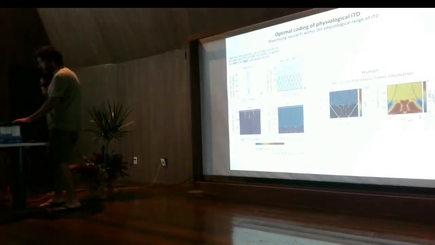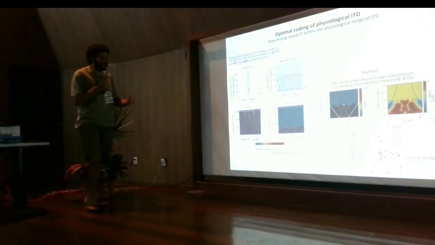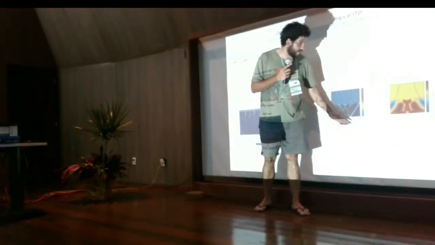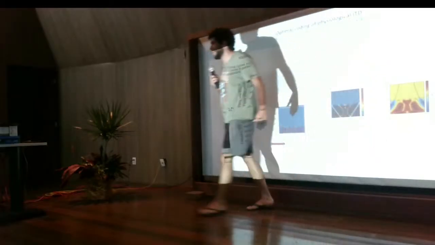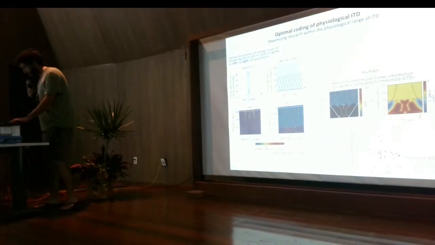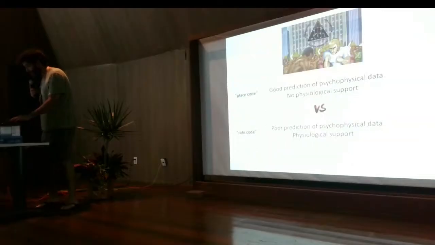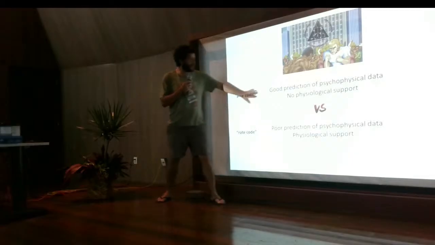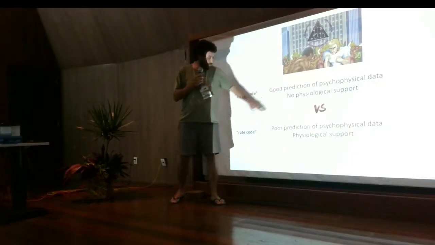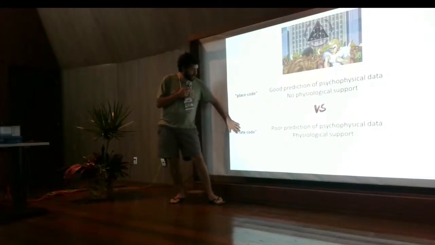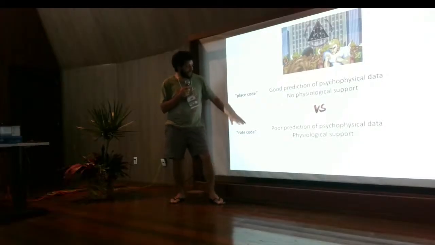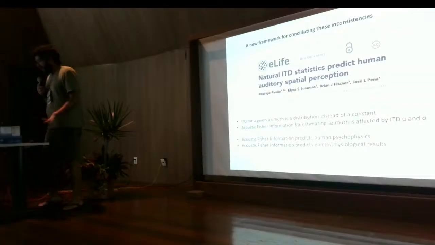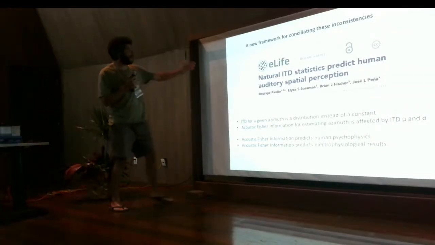So then the attempt is to check if the psychophysics are able to match these information values. And there is no function that connects those well. So it comes with this issue, right? There is a group of people working with this place code model that has no physiological support. And there is this rate code model that has no psychophysical prediction. And the idea was to reconcile these inconsistencies, right?